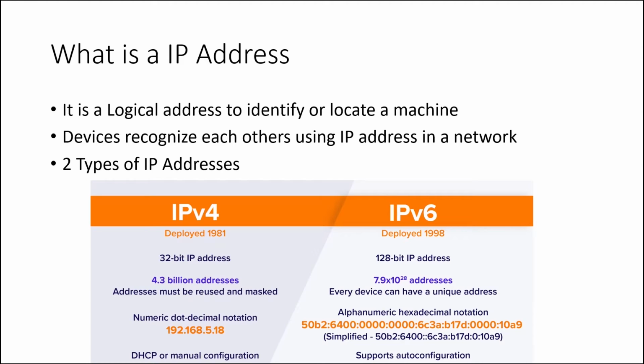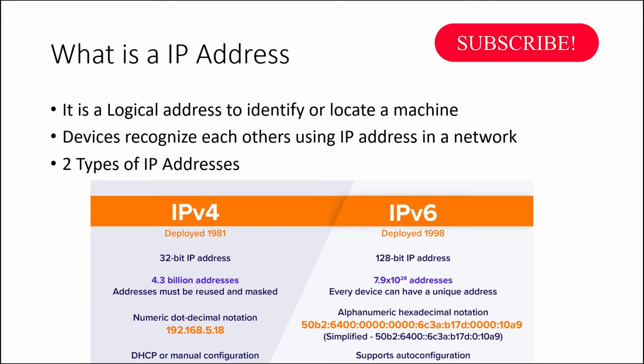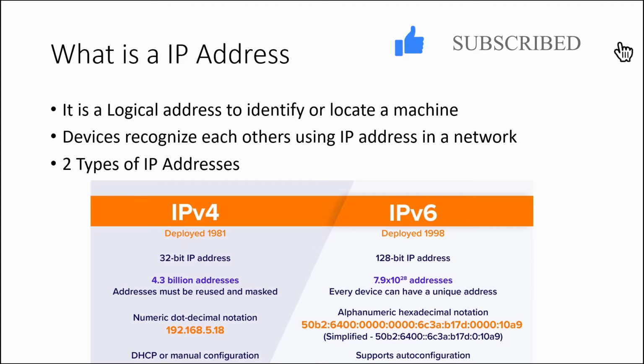Why are there two types? IPv4 is a 32-bit IP address. What's a bit? We have to talk about bits and bytes. A bit is the smallest unit of data representation. It's a logical representation; we call it 0 or 1. So a bit is a binary number. It can be 1, it can be 0.